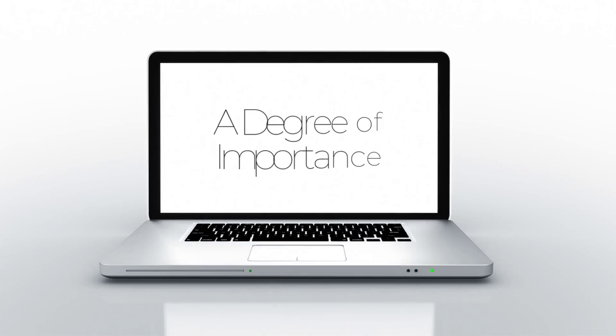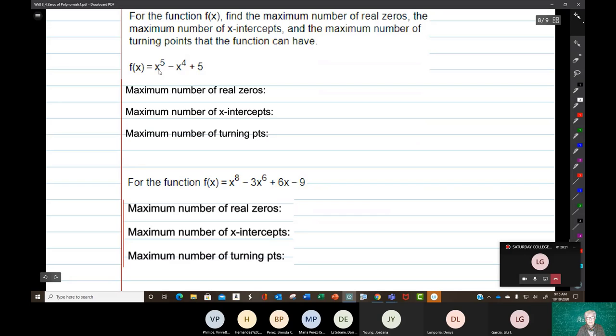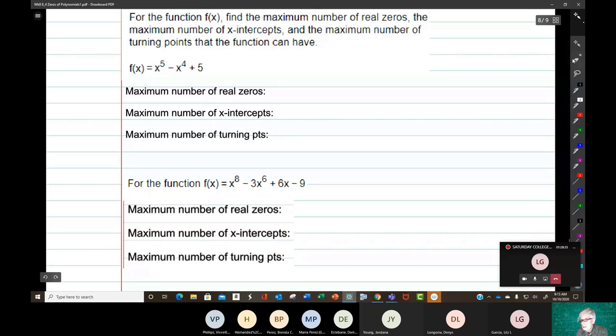And we are now going to talk about more importance of the leading term. That is the degree. This is a polynomial of degree 5. That means the maximum number of real zeros you can have is 5. Real zeros means they're numbers on the x-axis. The maximum number of x-intercepts you can have is 5.